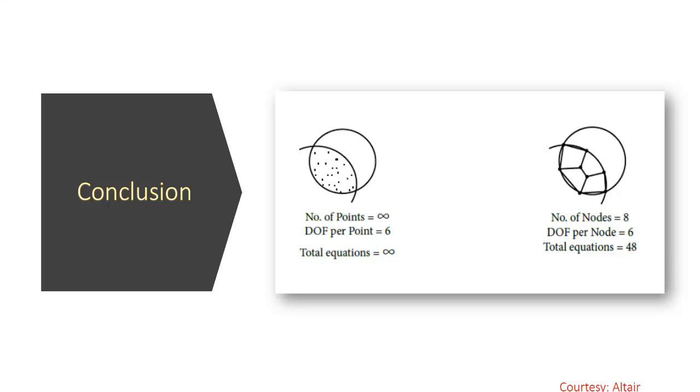In conclusion, if we have a continuous body which has an infinite number of points, that means an infinite number of equations. The moment we convert into a finite number of elements or regions, we will have a finite number of equations to solve. That's the power of meshing. You can solve irregular shapes which don't have closed form solutions by using this technique called meshing, or we call it discretization.